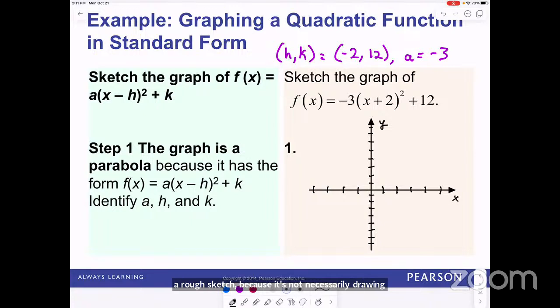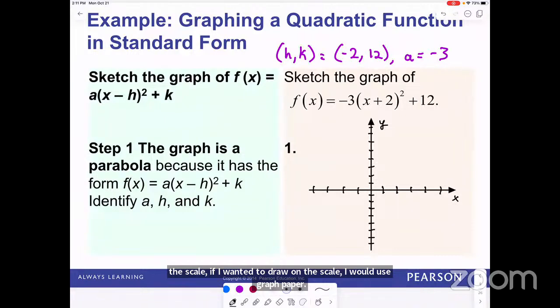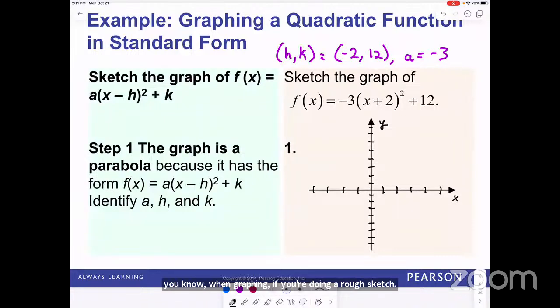So, when graphing, if you're doing a rough sketch, we increase our chances of making mistakes because everything is kind of distorted, so it won't line up exactly. If we want to be more precise, we should use some graph paper. Let me see. So this is the origin. 2, 4, 6, 8, 10, 12, 14, 16.